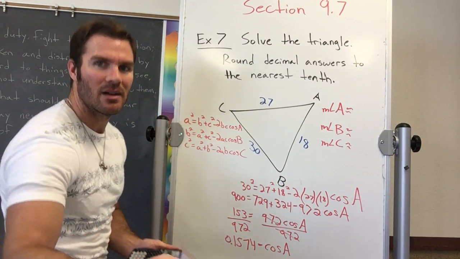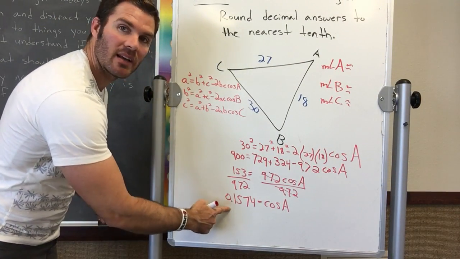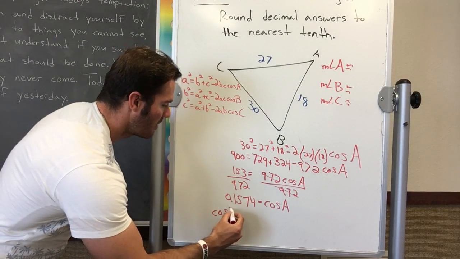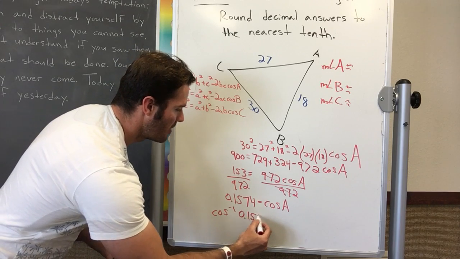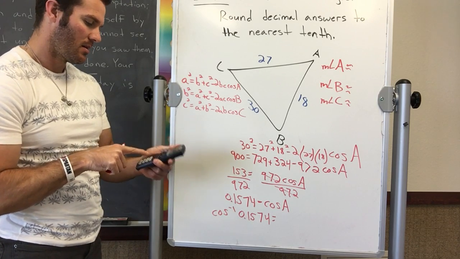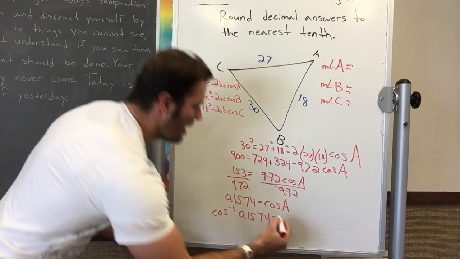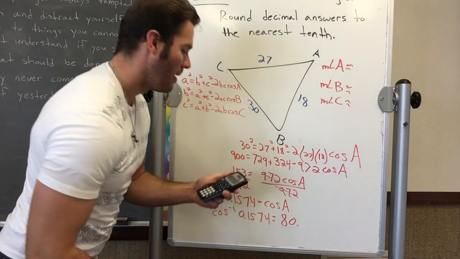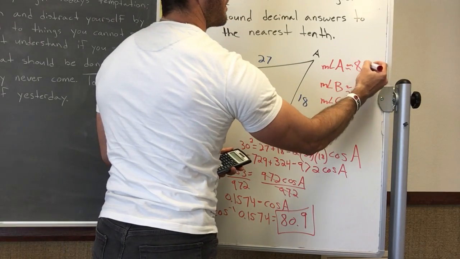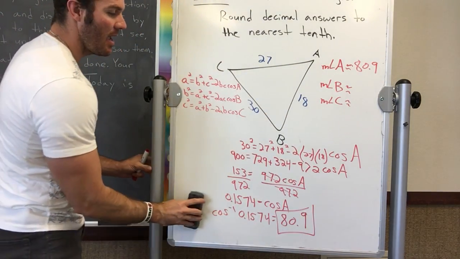To get A by itself, we have to do the inverse cosine of that decimal. So inverse cosine of the decimal is going to equal A, and that will be .9, because it says round to the nearest tenth. So 80.9 is A. Okay, that's using the law of cosines just to get A.